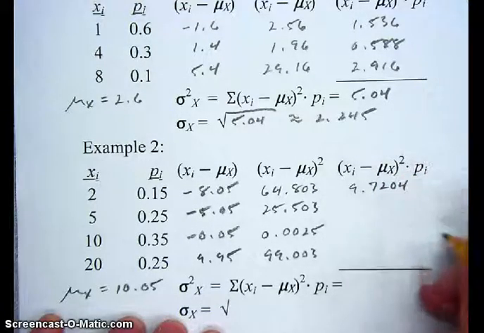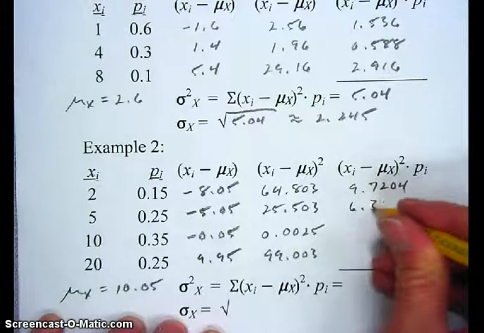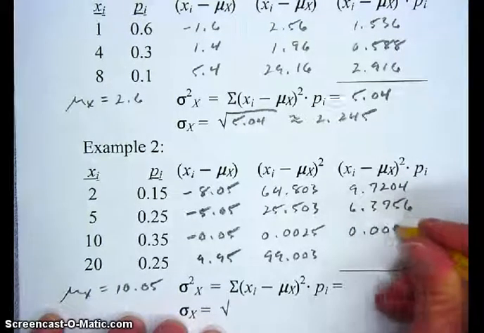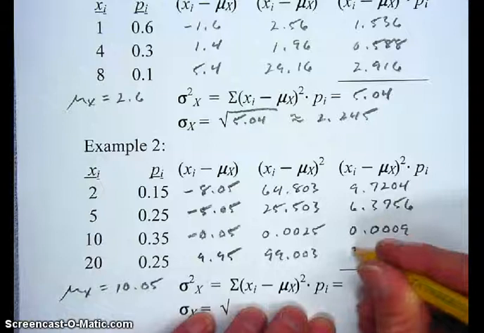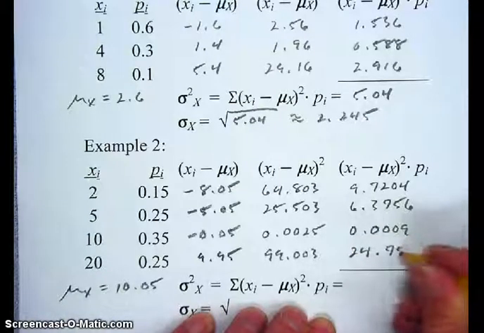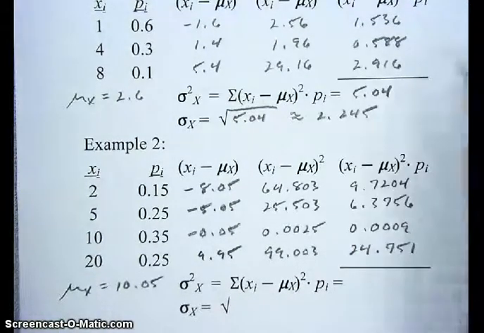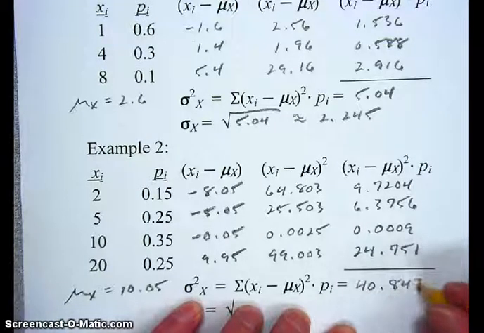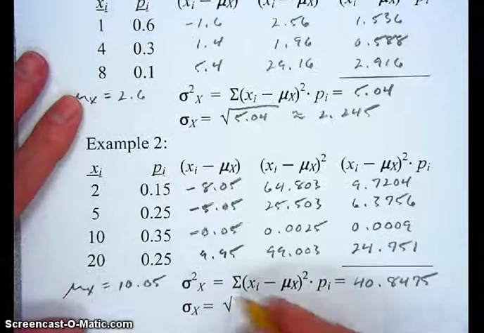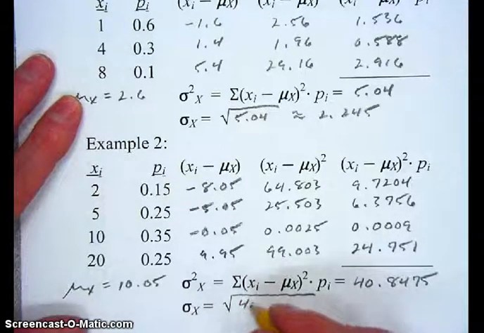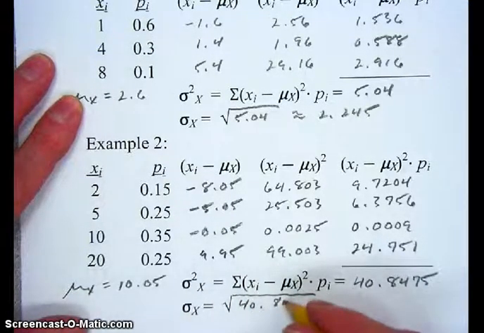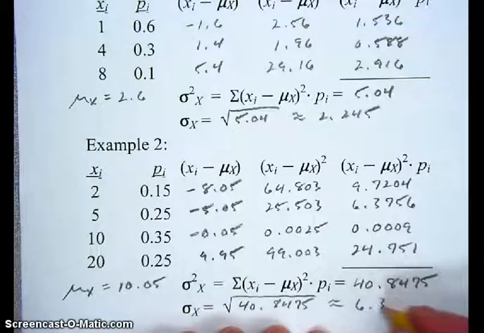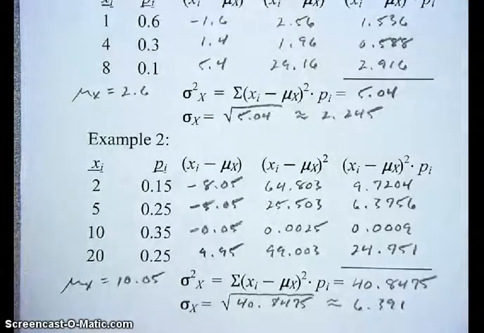9.7204 for the first one, 6.3756 for the second one, 0.0009 for the third one, and 24.751 for the fourth one. And when we add these up, we get that our variance is 40.8475. The standard deviation is the square root of that, approximately 6.391. So it takes work, but not too much.